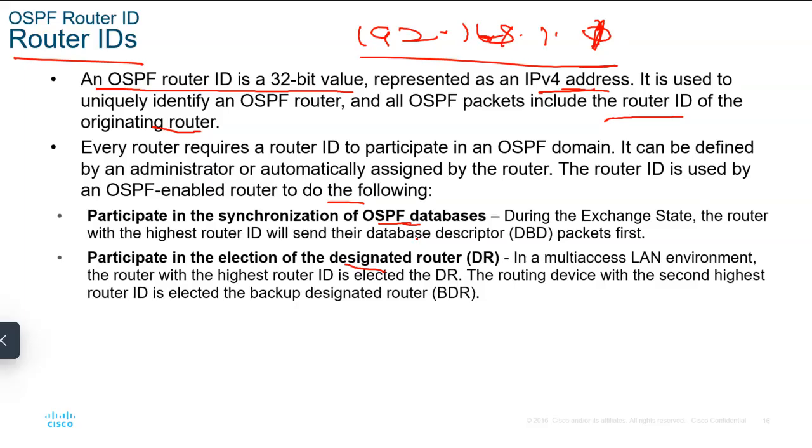The database to be synchronized with the neighbors has to have the router ID that uniquely identifies that database. It is also used in participating in the election of the designated router. The designated router is always a reference router: when there is a change, the router facing the change communicates it to the designated router, and then the designated router broadcasts the updates to all the other routers.